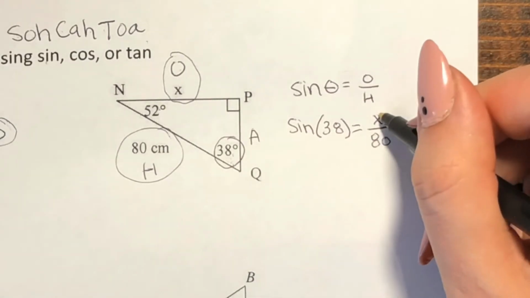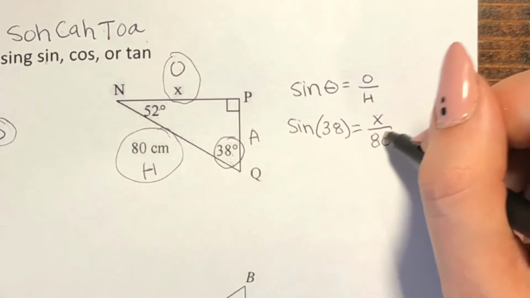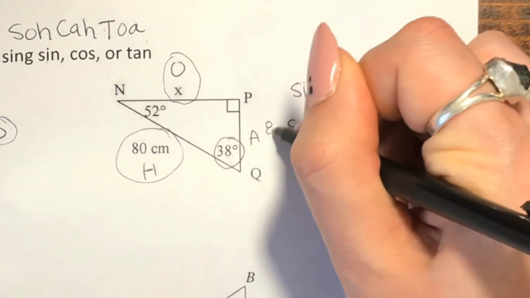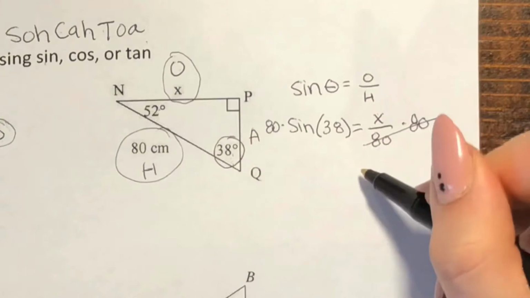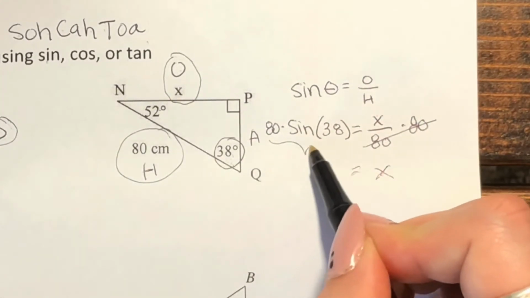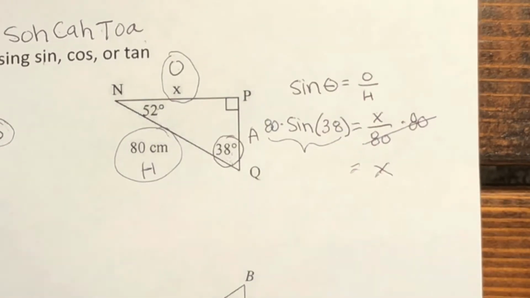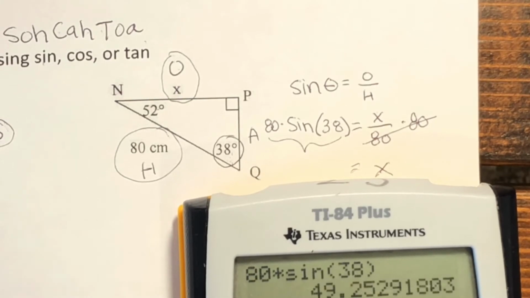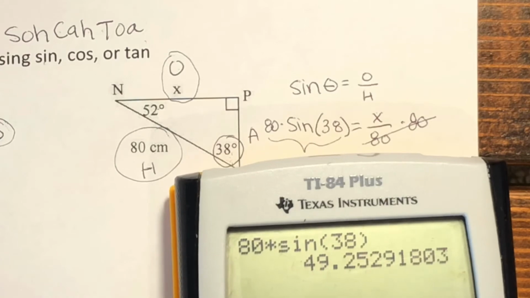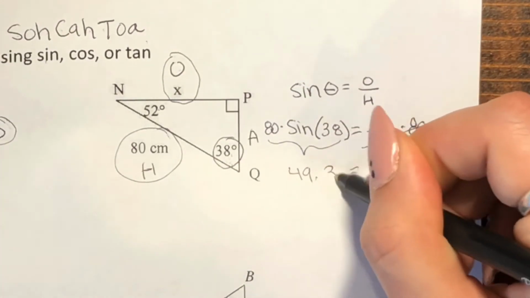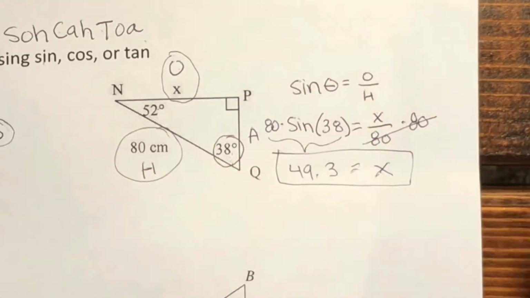And since x is in the top, we just want to get rid of dividing by 80 by doing the opposite, which is timesing by 80 on each side. So those cancel, and we get x alone. And then this is what we throw into our calculator, 80 times sine of 38. So 80 times sine of 38 degrees is 49.3 if we round to the tenths place. And that would be your answer.